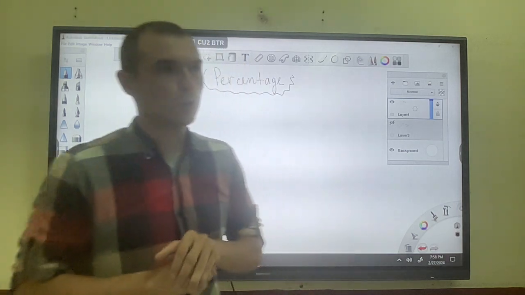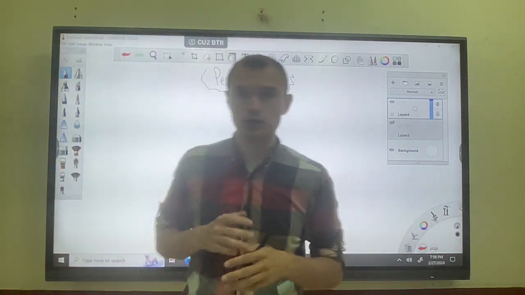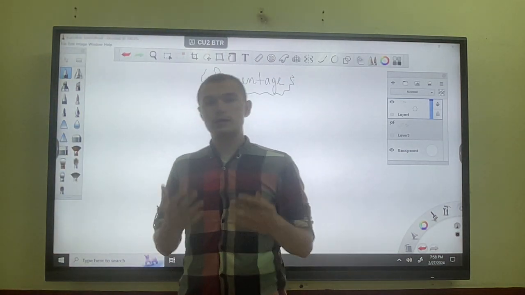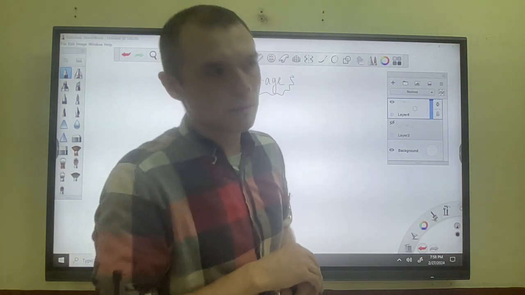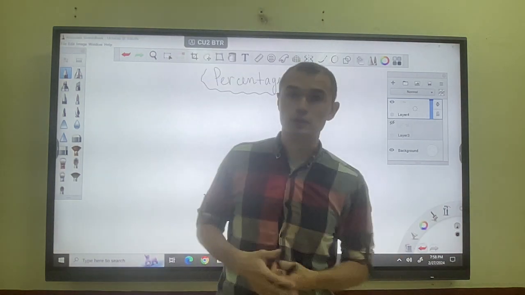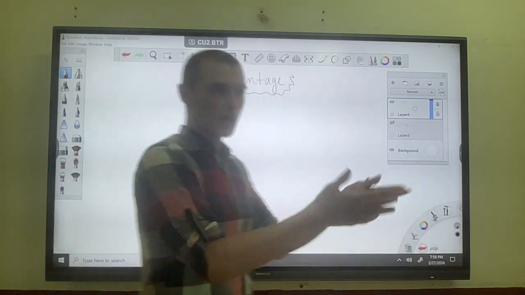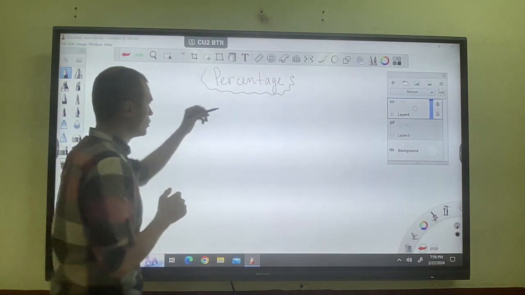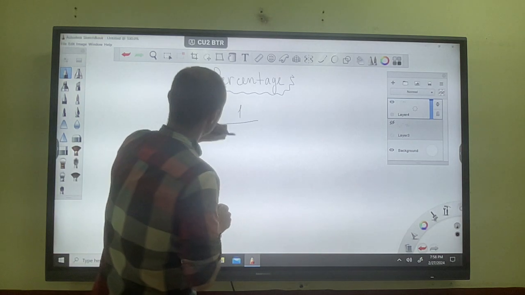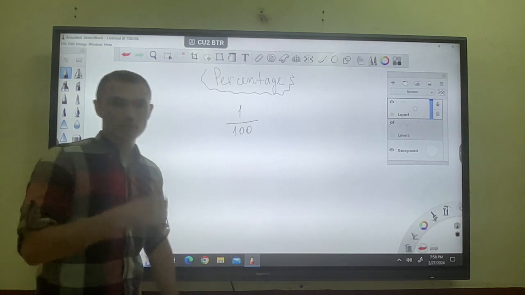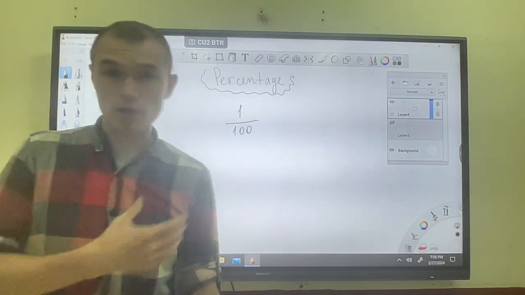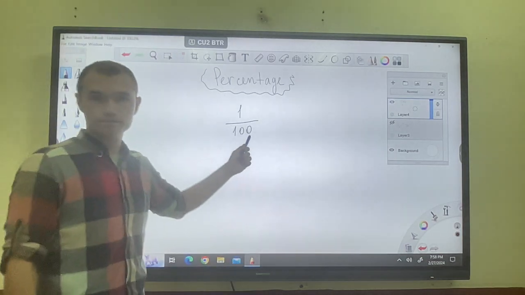First of all, we need to understand what the percentage is. In fact, percentage is a number, but not a simple number. Let me say it's a fraction. Wow, percentage is a fraction. But what's the difference between the fraction and the percentage? Let me show you that percentage is a fraction, but a specific fraction with 100 in the denominator.